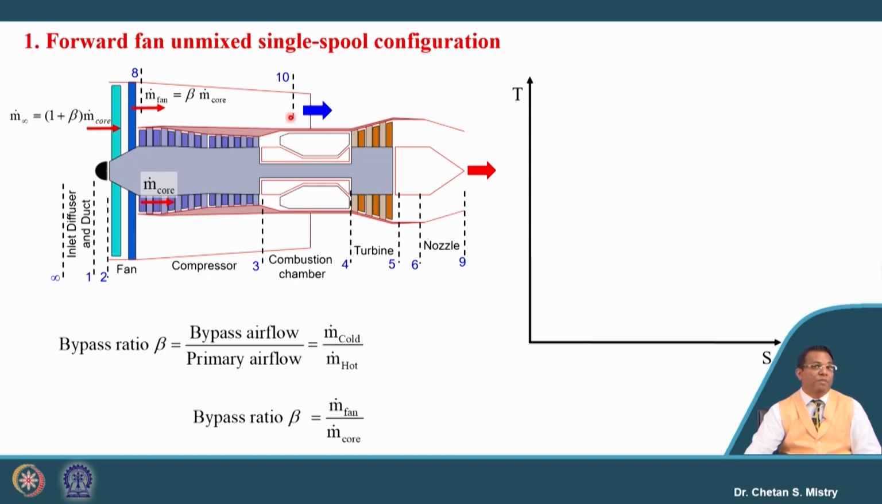We will see when I discuss the mixed configuration, it has its own value and its own meaning. There are engines in which the hot gas as well as the cold air mix together and come out as exhaust using a single nozzle. That is what is called a mixed kind of configuration. Let us not discuss it at this moment, let us keep it aside and start discussing the working of this engine.